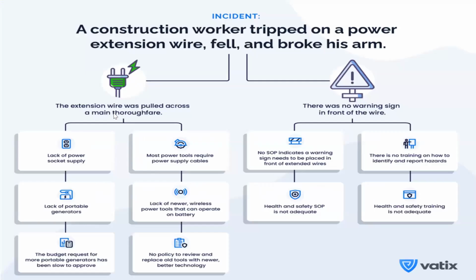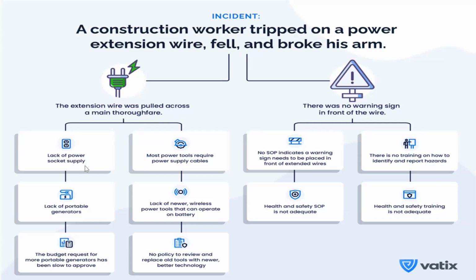Now, over here, a construction worker tripped on a power extension wire, fell, and broke his arm. What's the scenario? They are giving one scenario. A construction worker tripped on a power extension wire, fell, and broke his arm. The extension wire was pulled across a main thoroughfare.